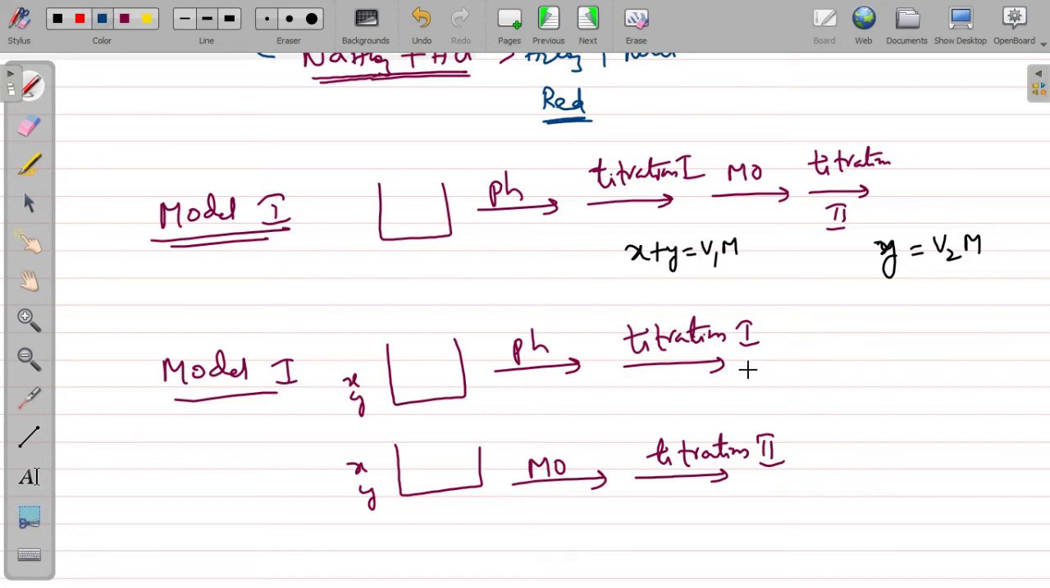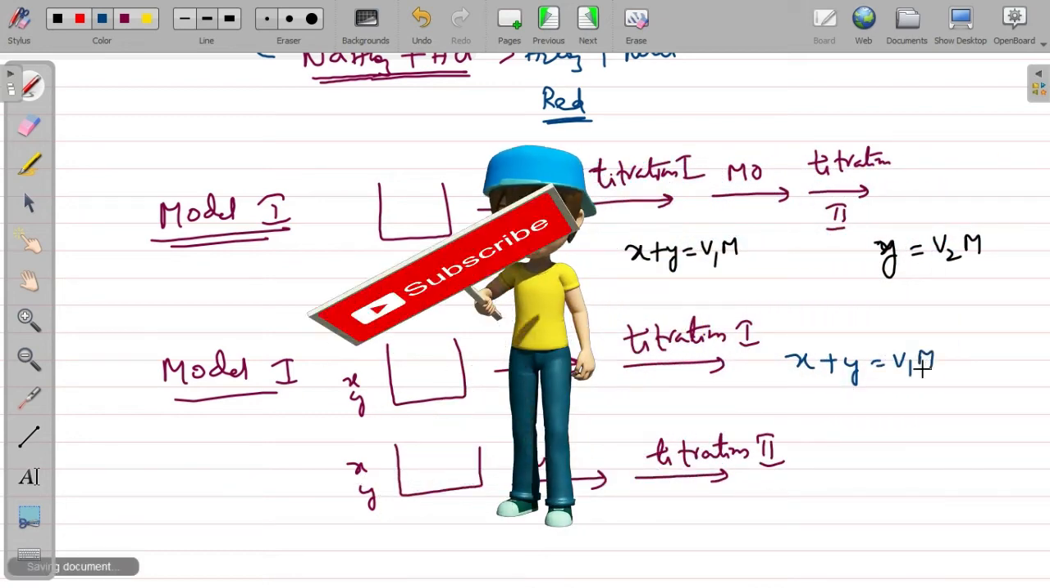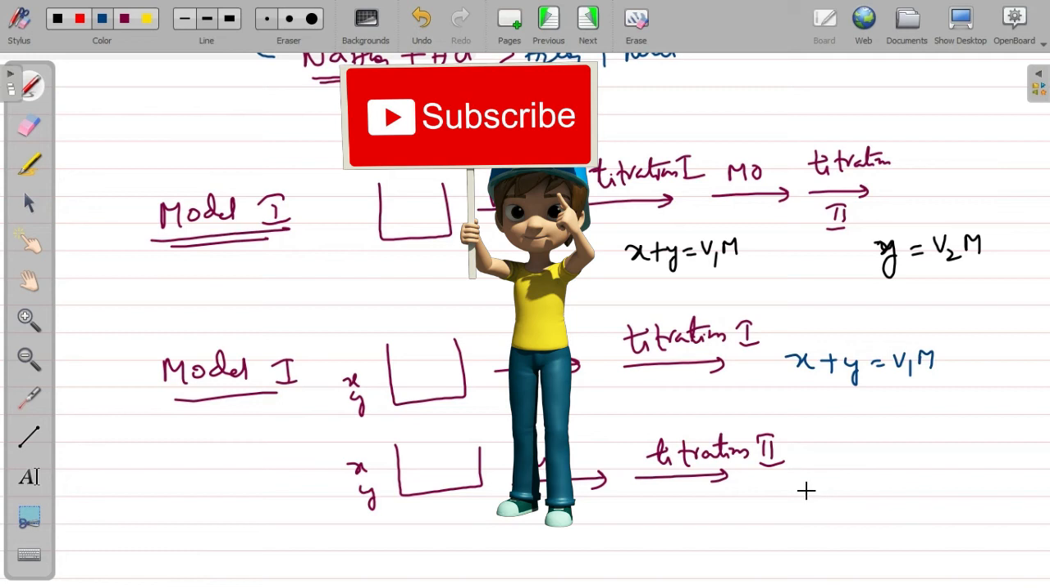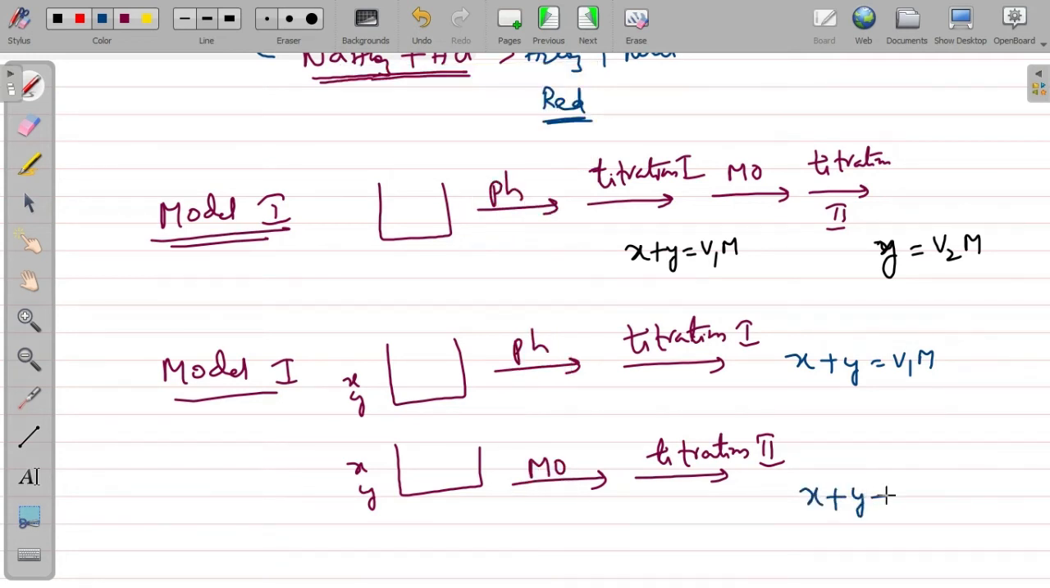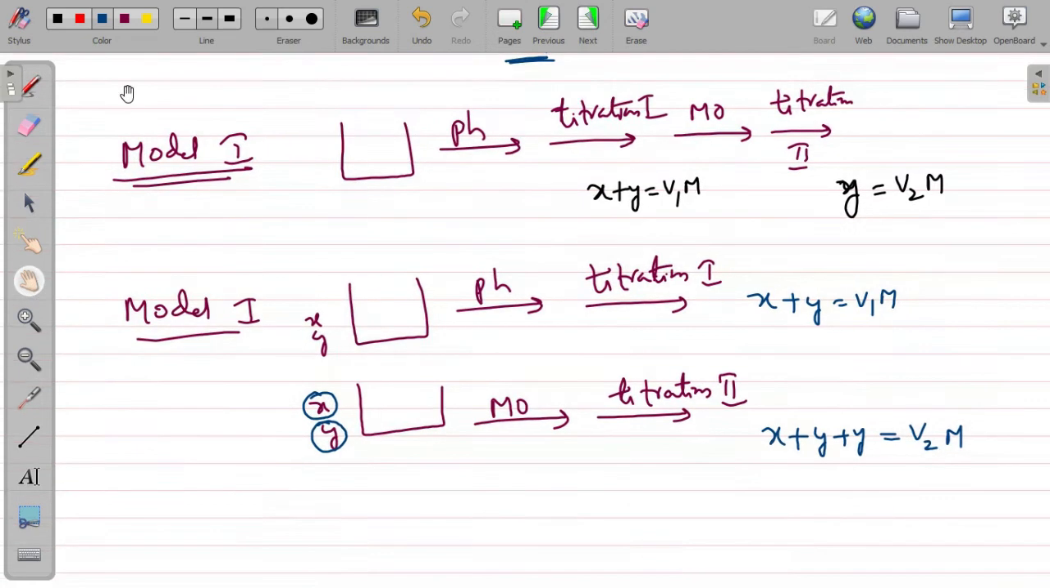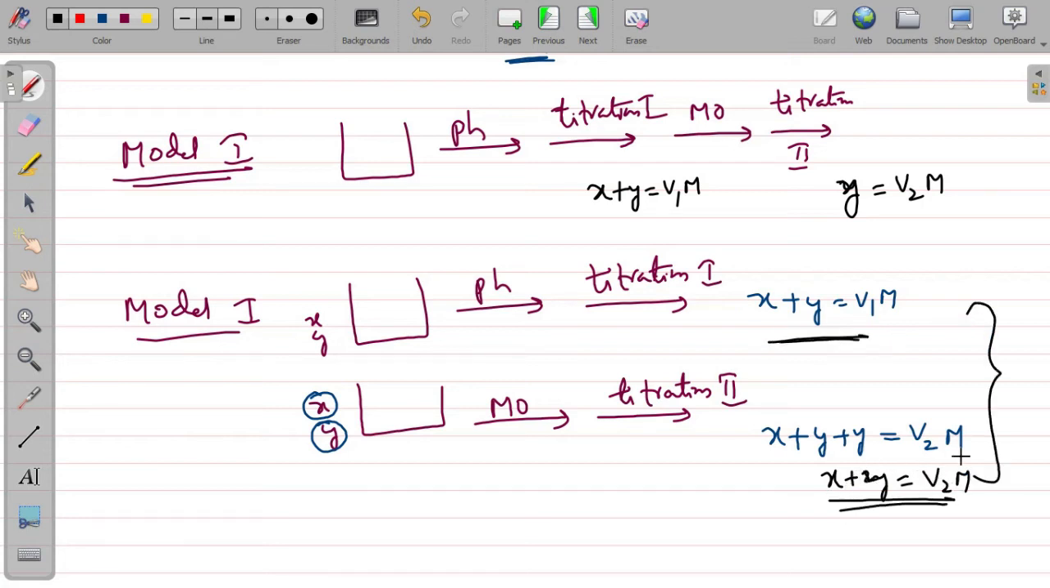In this case, what are the equations? Like the earlier model, it is X plus Y is equal to V1 into M. That is one equation. In the second case it is X plus 2Y, because now NaOH will react, Na2CO3 will react to NaHCO3 and NaHCO3 will further react. So X plus 2Y is equal to V2 into M. In this model, you have to solve this equation and this equation in order to get X and Y, whereas in model 1, you solve those two equations to get X and Y. So there are two models.